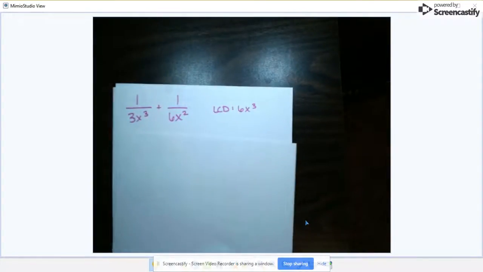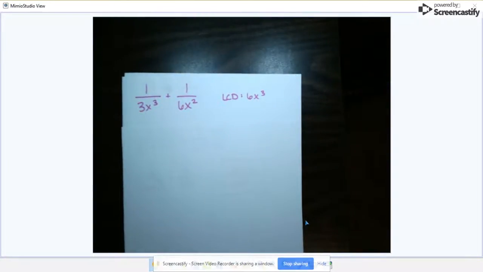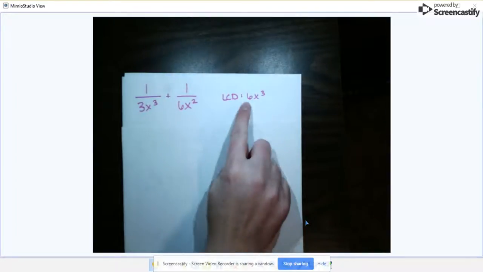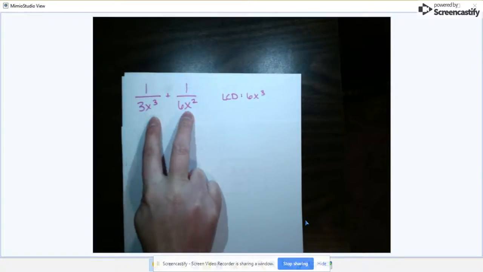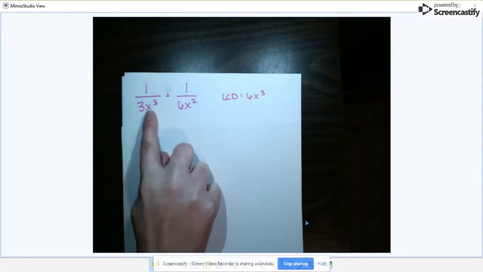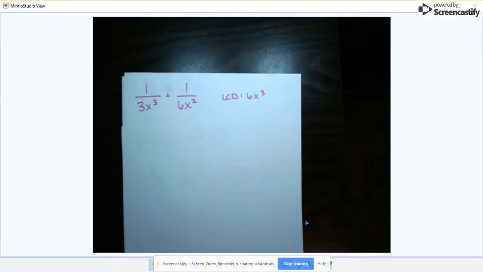1 over 3x cubed plus 1 over 6x squared. Again, not common denominators, so our first step has to be to find that least common denominator. I always look at my coefficients first, so find the least common multiple of 3 and 6, which is 6. And then you have to find the least common multiple of x cubed and x squared. Well, you can make an x squared into an x cubed, so our least common denominator is 6x to the third. This time we're going to have to multiply both fractions by something, however, we're multiplying by different pieces.